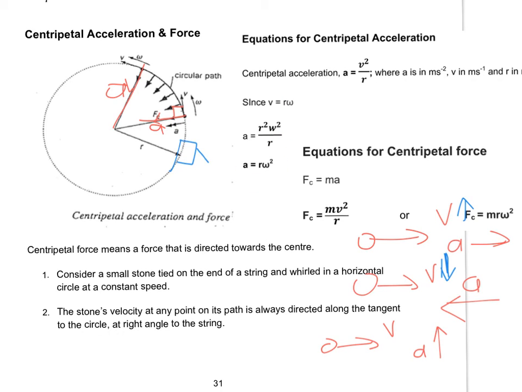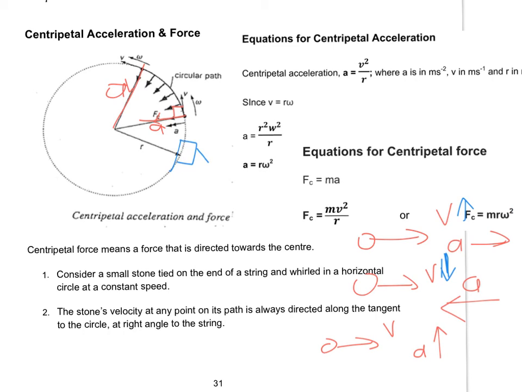So when you have a centripetal acceleration, logically we should also have centripetal force, because Newton's second law says that when you have net force, you should have acceleration. So since your acceleration here is centripetal acceleration, when you multiply by the mass, you get centripetal force. So centripetal force is either mv squared over r or mr omega squared, depending on whether the question wants you to write in terms of v or omega.